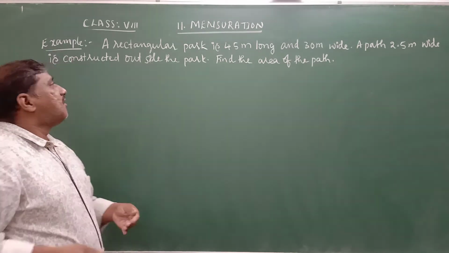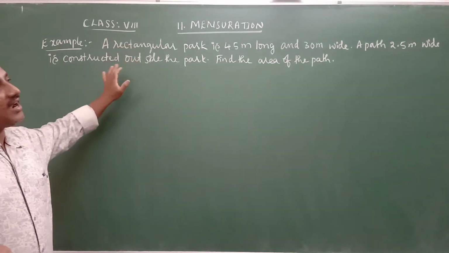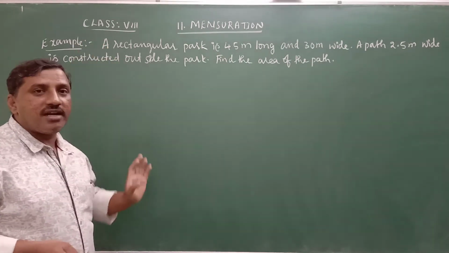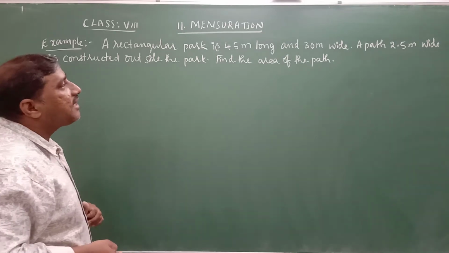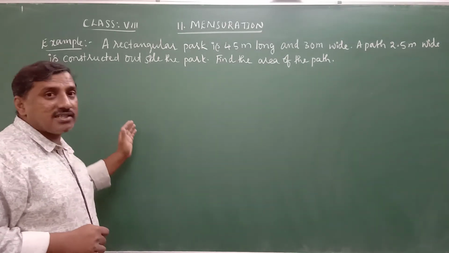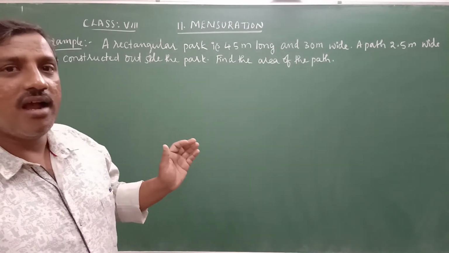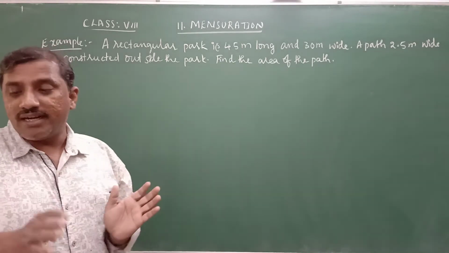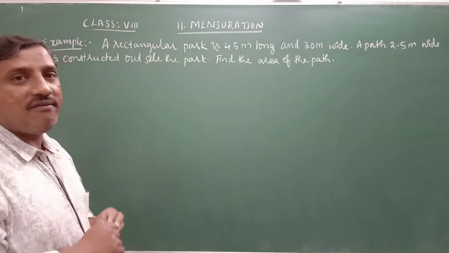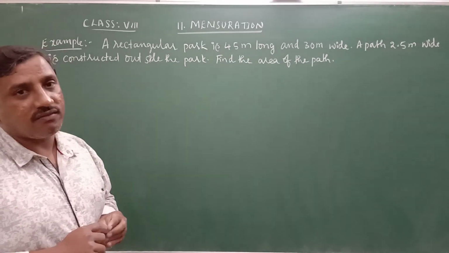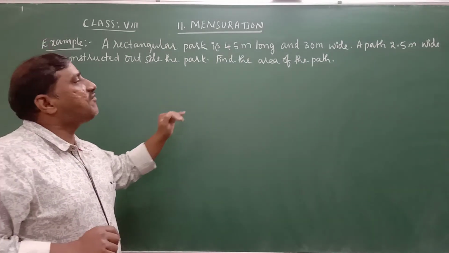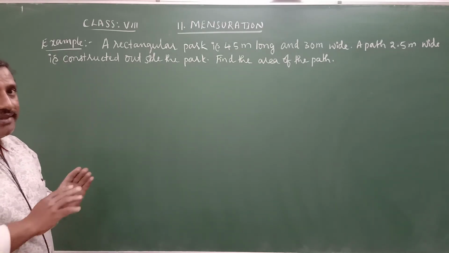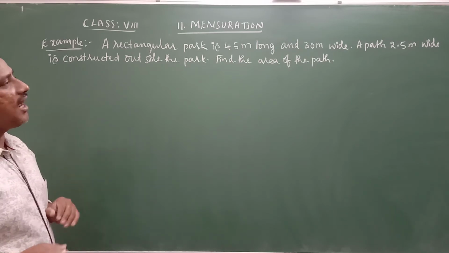Now we will discuss one example to find the area of the rectangular path. A rectangular park is 45 meters long and 30 meters wide. 45 meters is the length of the park, and 30 meters wide means the width or breadth of the park. A path 2.5 meters wide is constructed outside the park, not inside. Find the area of the path.